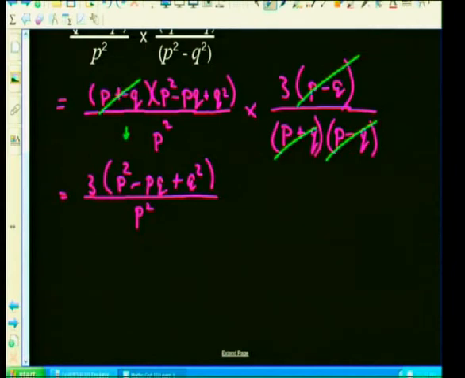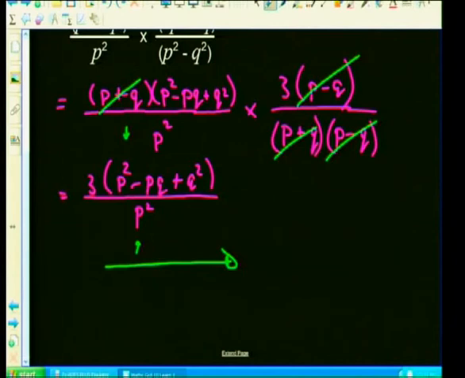Now, someone's going to say to me, can't this p squared over there and that p squared over there cancel? And I'm going to say to you, no, because they're not factors. The p squared on top is part of a bracket. Only factors can fly away, so we've got to leave it where it is. And that was our final answer. That is our final answer.